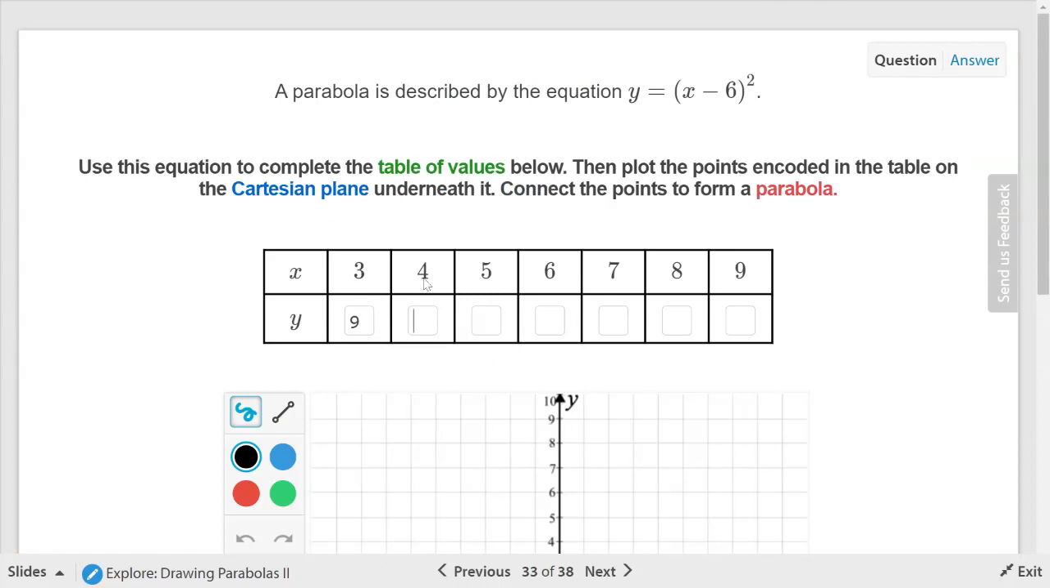And then let's take 4, put it in x. 4 minus 6 is negative 2. Negative 2 squared is 4. 5 minus 6 is negative 1. Squared is 1. 6 minus 6 is 0. 0 squared is 0. 7 minus 6 is 1. 1 squared is 1. 8 minus 6 is 2 squared is 4. And 9 minus 6 is 3 squared, which is 9.